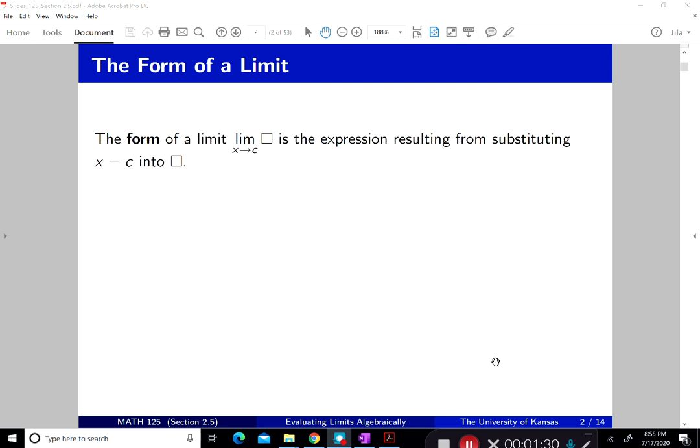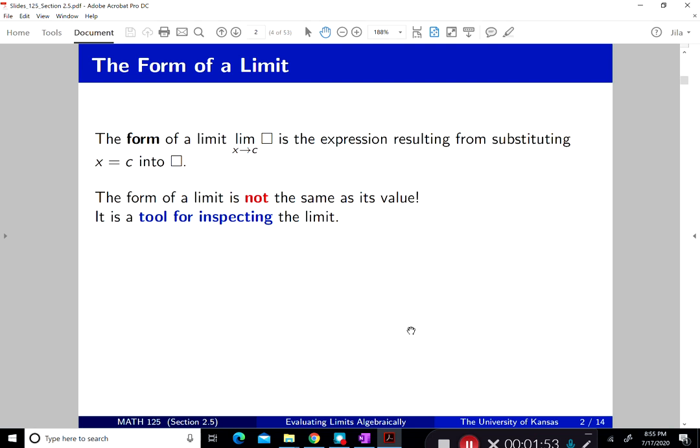And so with the indeterminate forms, we definitely cannot write the limit as x approaches c of that expression equal to that indeterminate form. So the form of a limit is not the same as its value. It's a tool for inspecting the limit.